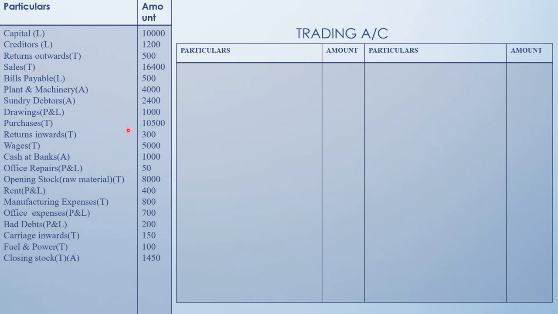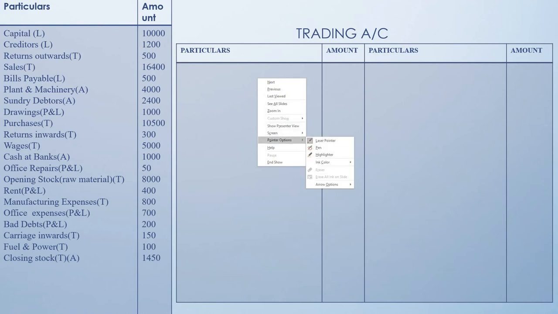Okay. Now we want to post all trading account related items in the trading account format. See, so this is the format of any... one second, I was not seeing.